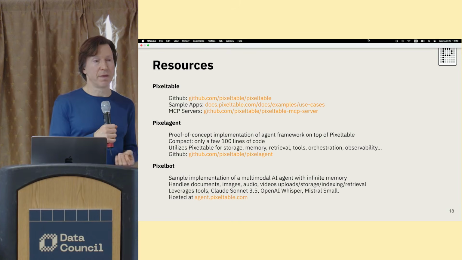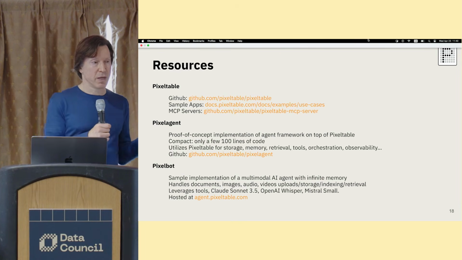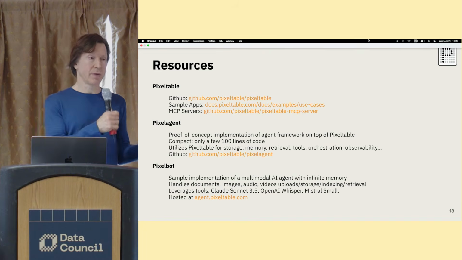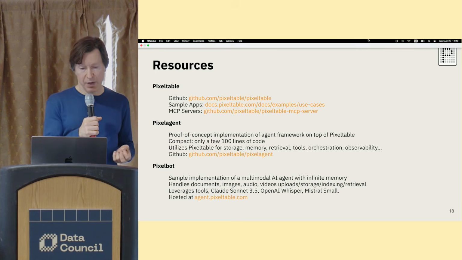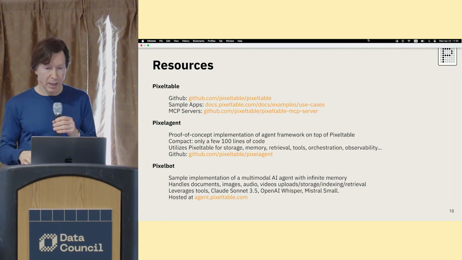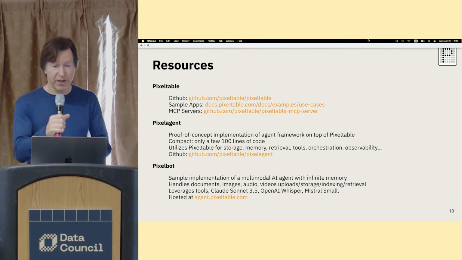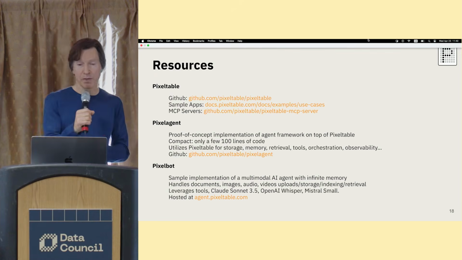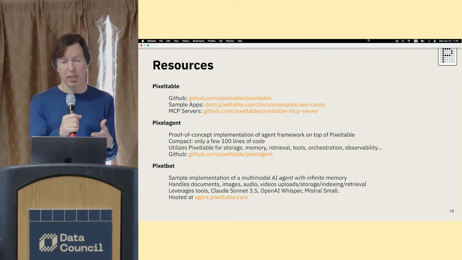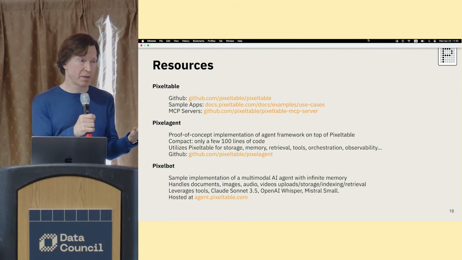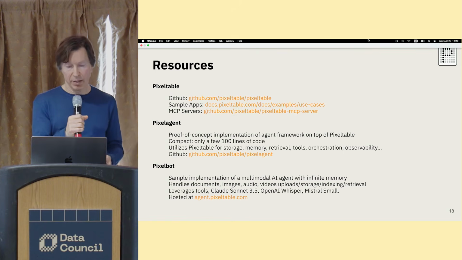Serving is going to be based on the UDF concept. So the ability to take any UDF, including a table UDF, and then turn that into a serving endpoint. And any serving endpoint would also be able to look like an MCP server. We have a proof of concept implementation of an agent framework called Pixel Agent. This is not an agent itself, it's really an agent framework. It's proof of concept because it's meant to be used as a blueprint for you to go and modify, and it's using Pixeltable for all storage, memory, and retrieval and tools and things like that.